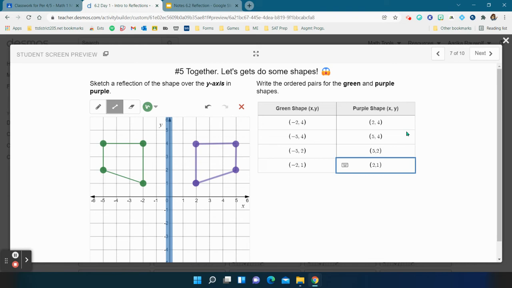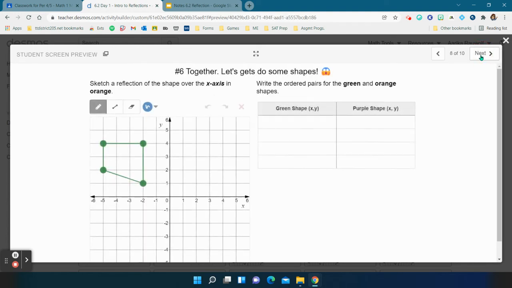Okay, so looking at this here, what's changed, right? Well, our x values and our y values are the same numbers in each pair, but our x values flipped their sign, right? Here they're all negative, but when I reflected over the y-axis, now my x values have changed. They are now positive numbers. Wow.